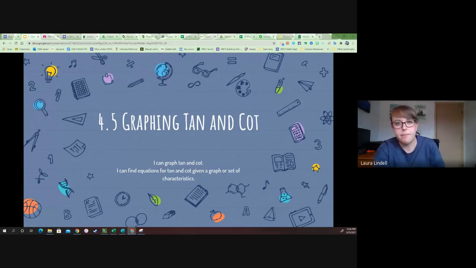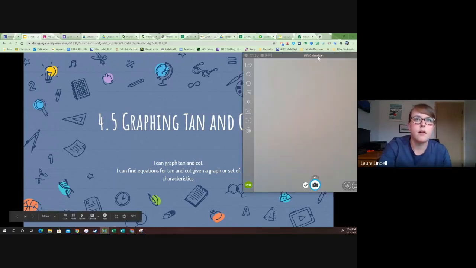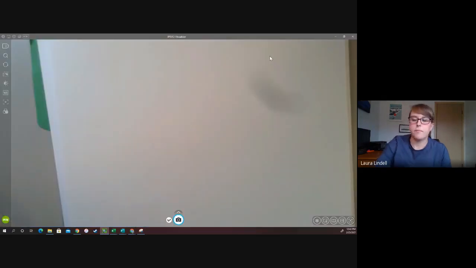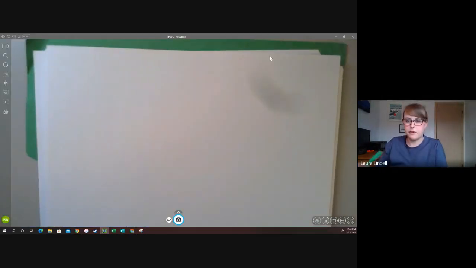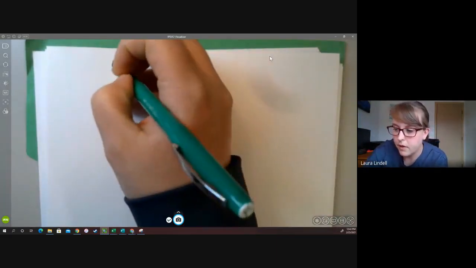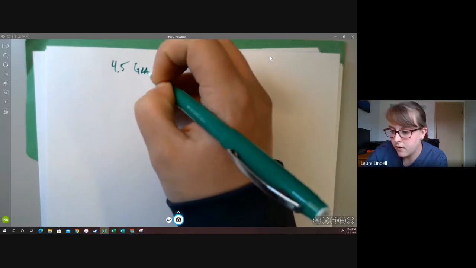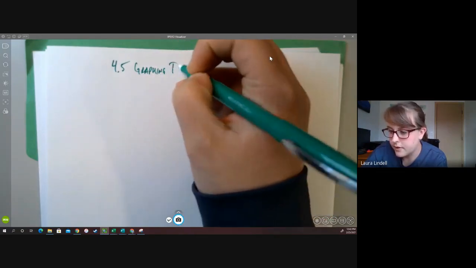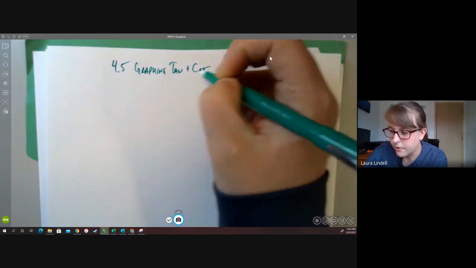There we go. Okay. So graphing tangent and cotangent is going to be very similar to the way that we graph sine and cosine and whatnot. The graphs themselves, though, will look pretty different. So let's see. Getting started here, this is going to be 4.5, graphing tangent and cotangent.